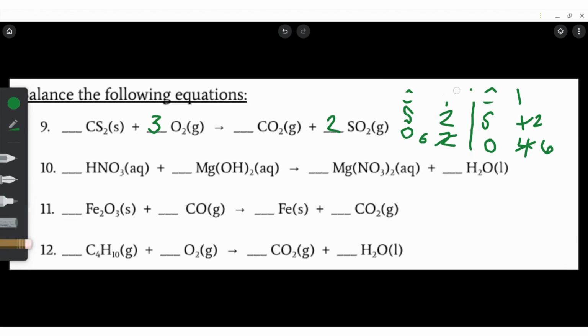Okay, gotta erase. There has to be a faster way to do that. Okay.